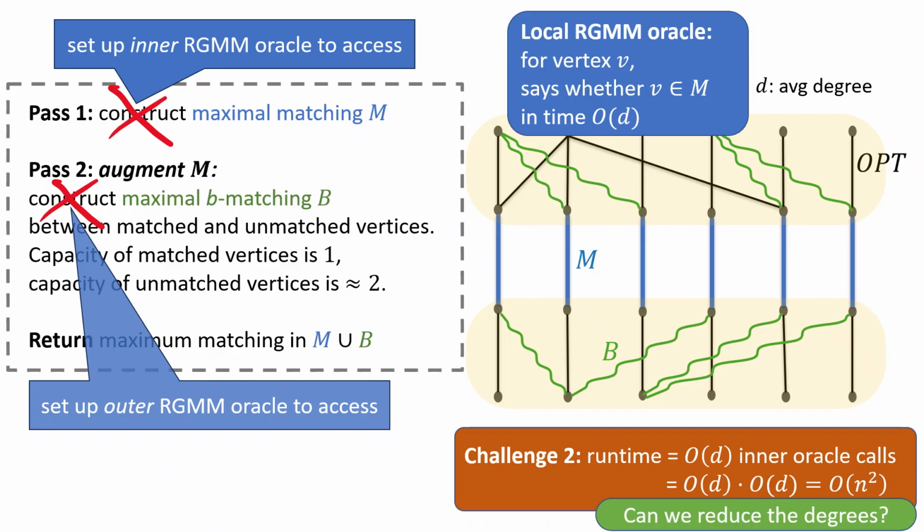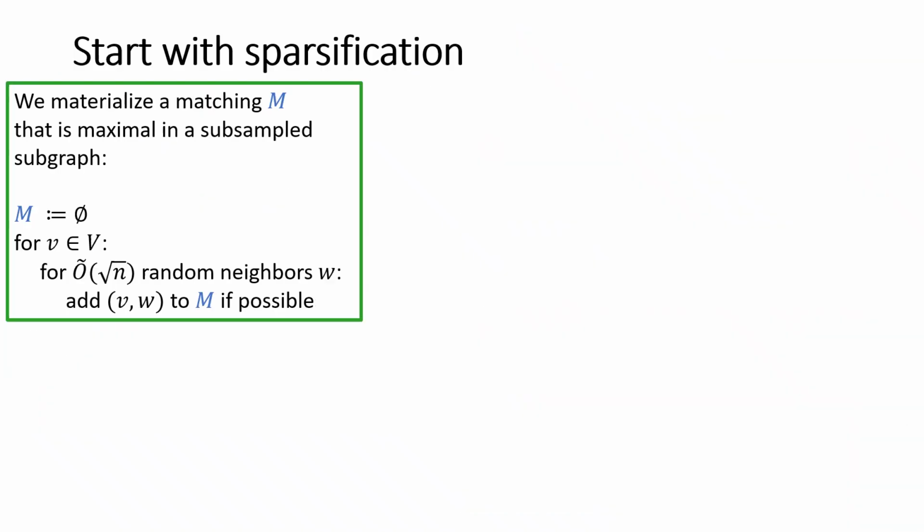But actually, it's d squared. It's just that there are examples where both of these degrees are as bad as n, but maybe if we reduce the degrees, things will work out.